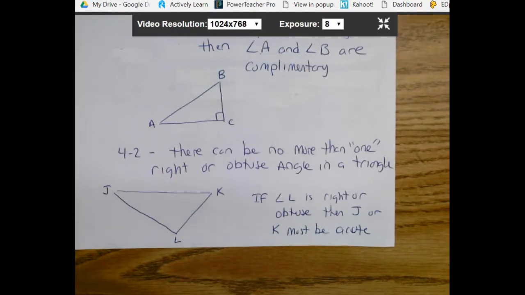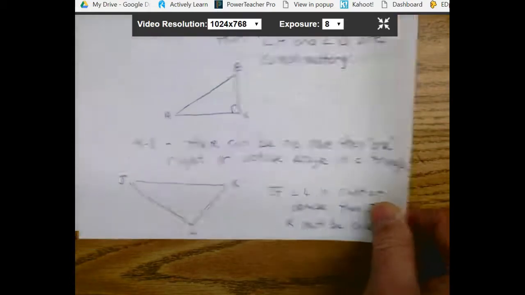Looking at the other way, acute is something less than 90, obtuse is greater than 90. So if we have one angle that's more than 90 degrees, it makes sense that you can't have any more obtuse angles in there as well. So that's those two corollaries, and that should help you for the initial notes here.